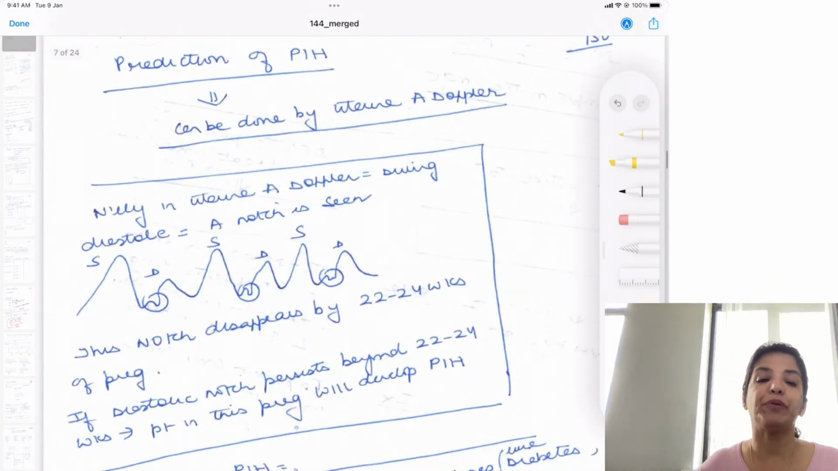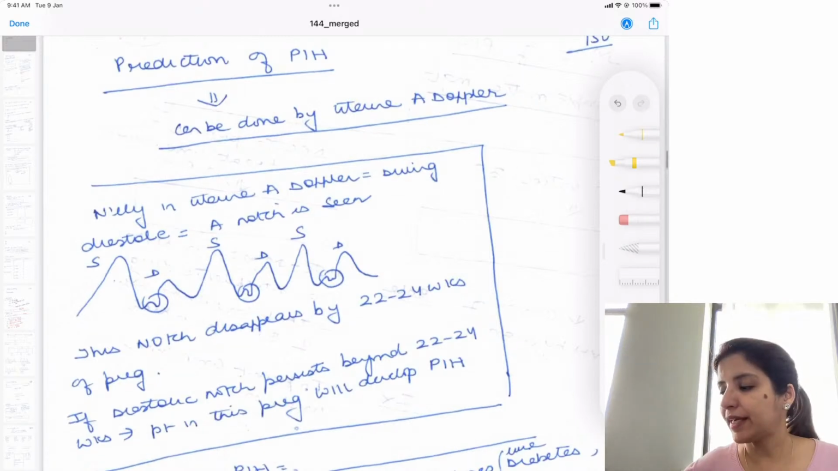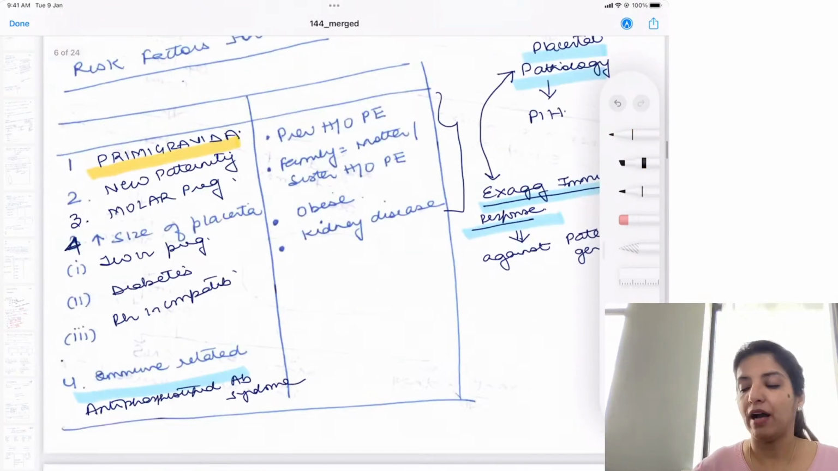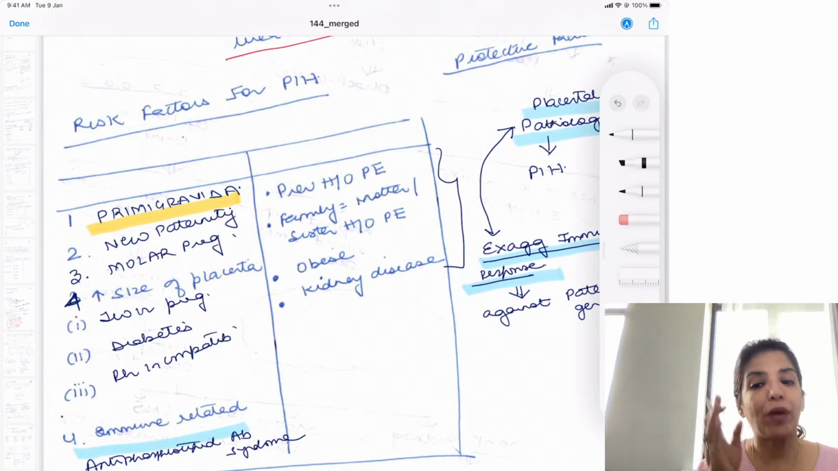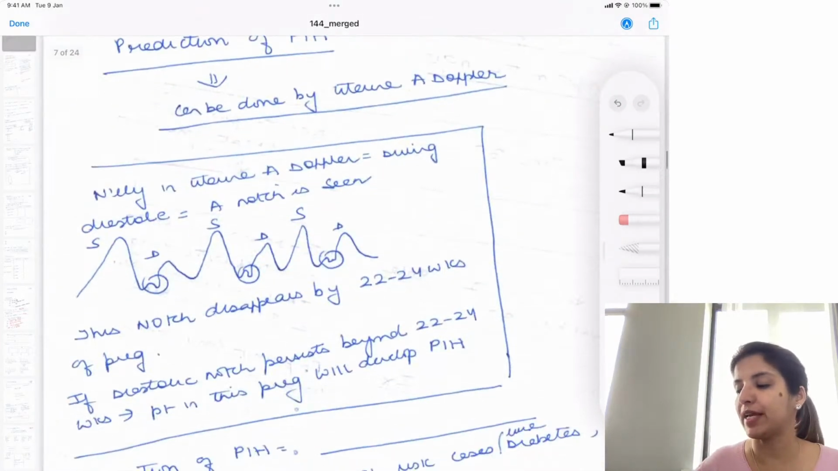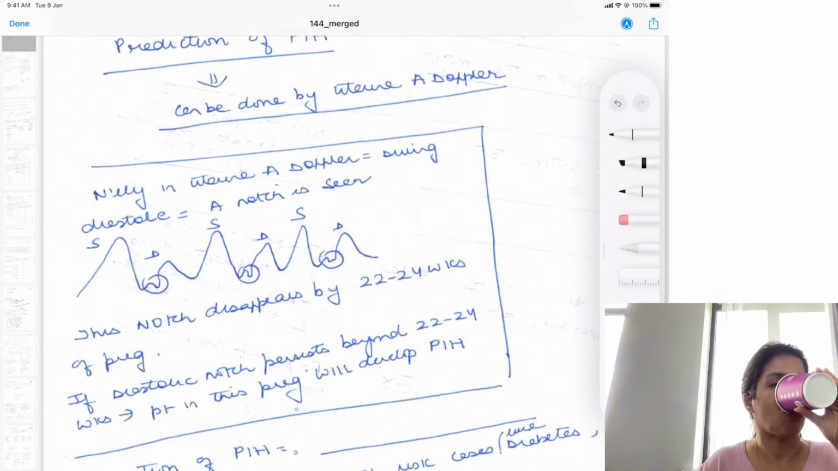Now comes prediction of PIH. Can I predict if my patient is at high risk for PIH? So suppose I have a diabetic patient, right? And diabetes is a risk factor for PIH. So can I predict whether my patient is going to have PIH or not? Yes, I can predict, and prediction can be done by uterine artery Doppler.